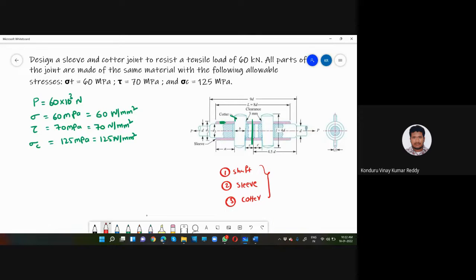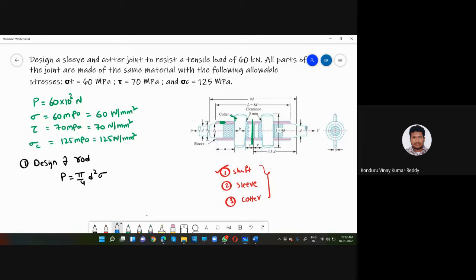See, for designing the shaft, we will have a common formula for all types. The first step is we are going to design the shaft, that is, the design of the rod. As P is perpendicular to the area of cross section of the shaft, the force is equal to pi by 4 d square into the normal stress.